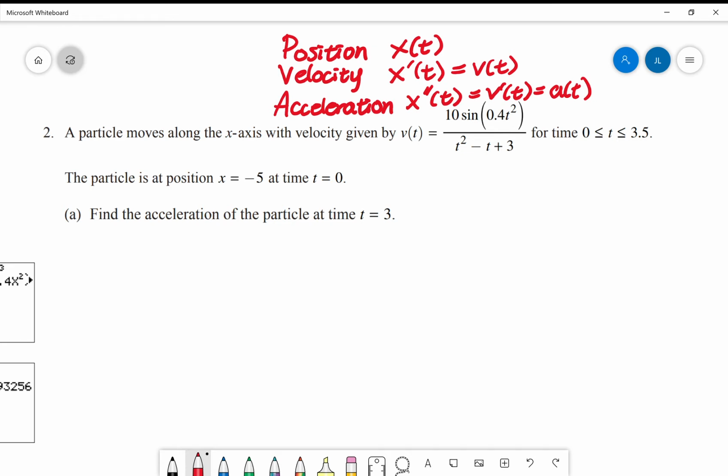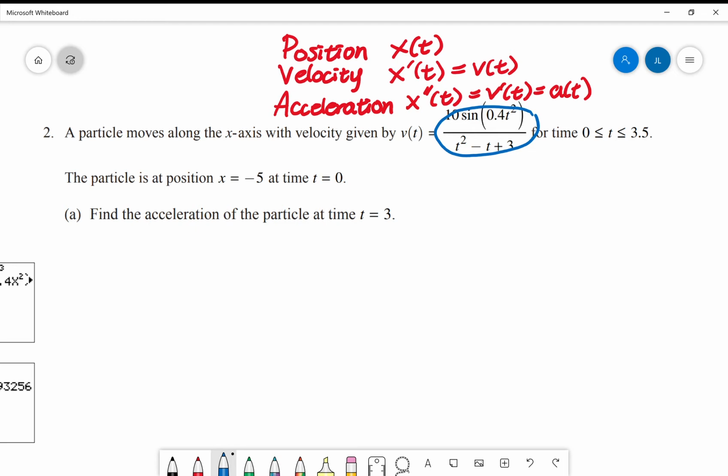A particle moves along the x-axis with velocity given by v of t for time t greater than or equal to 0, less than or equal to 3.5. Right away, this is the function that you should store into y sub 1 on the calculator so that later on in this question you don't have to keep writing this function out or keep plugging it into the calculator.